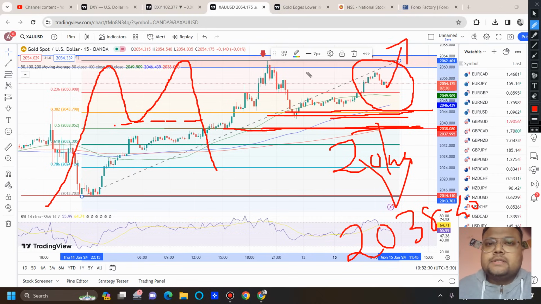Not only day traders, in fact the swing traders can also take a sell below 2040 as well. 2080 is also a good level, and around 2080 not only day traders, in fact the swing traders can also look for a sell position, and it can be a big trade as well. So 2080 is a key level on the chart of gold right now.